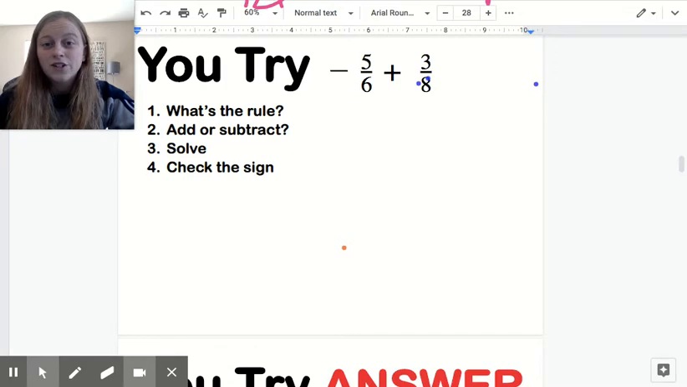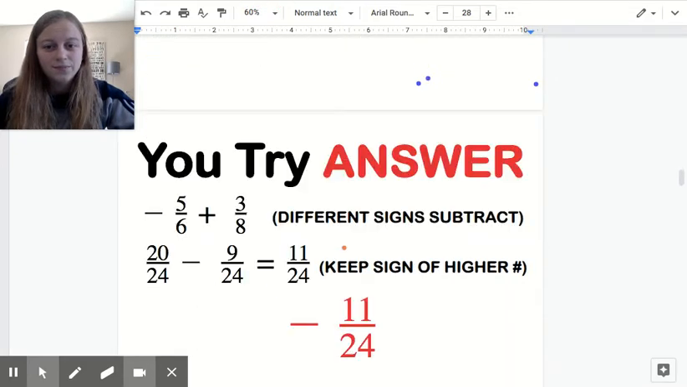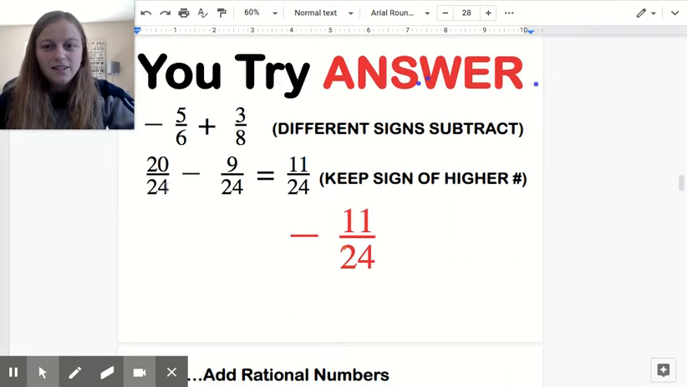All right, let's go ahead and check the answers to these. So my common denominator I used was 24. I had different signs, so I really subtracted 20 minus 9, giving me 11/24.